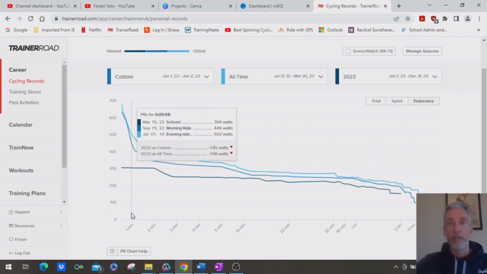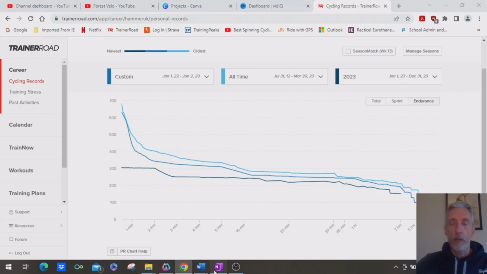I'm not really worried about 5 second power, because I don't do a lot of sprinting. And so although sprint training might be useful, it's not really valid as part of my overall training. Anyway, so I could get my numbers there.